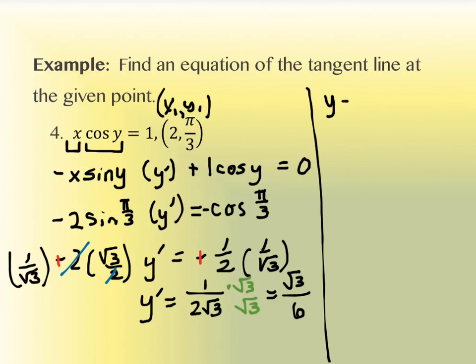So now I can actually find the equation of my line. I'm going to do y minus the y1 value, which is pi thirds, equals the slope, which is the square root 3 over 6, times x minus the x value, which is 2. And we're going to solve this for y. One of those steps is going to be to distribute that square root 3 over 6. The other one is going to be add the pi thirds. So this would be square root 3 over 6 x. What are you going to get when you multiply square root 3 over 6 times negative 2? It'll be negative, but what else do you get?